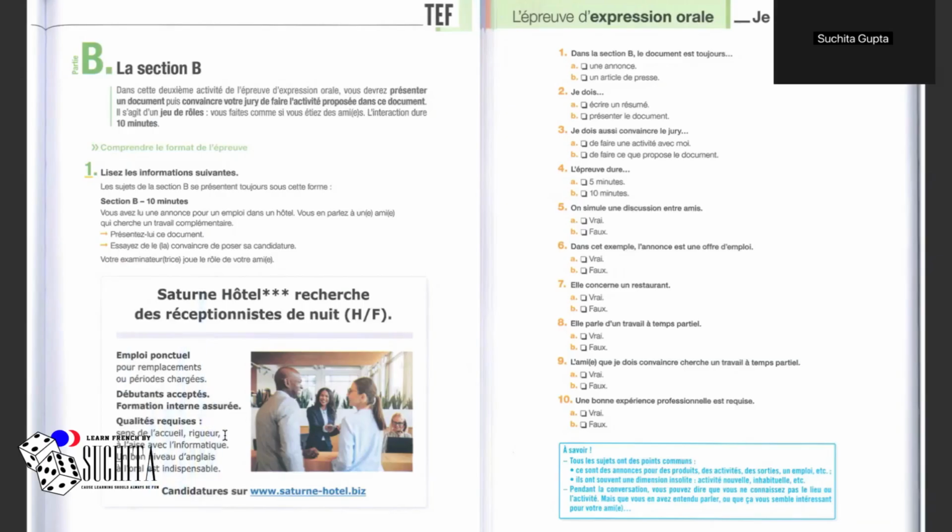What are the requirements that they're asking? That you should have sens de l'accueil. That means you should have the sense of welcoming people. Rigueur, à l'aise avec l'informatique. You should be at ease with computers. Un bon niveau d'anglais à l'oral est indispensable. And then you can apply for the job on this website. Understood the ad?